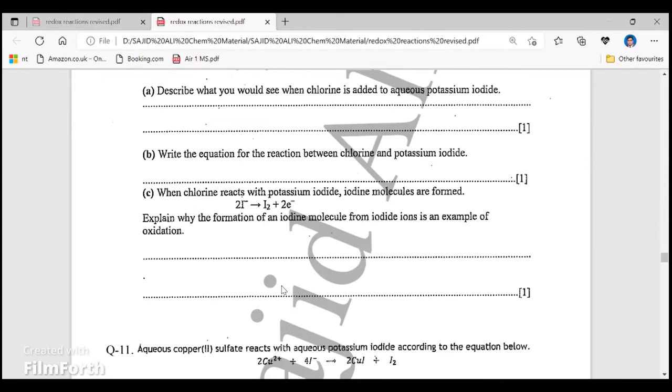Because it's losing electrons. Beta, oxidation is loss of electrons. Iodide ions are losing electrons here. If the electrons are shown on the product side, it means they have been lost. Iodide ions are losing electrons to make iodine. Loss of electrons is oxidation. Remember this with this word, OIL: Oxidation Is Loss of electrons.